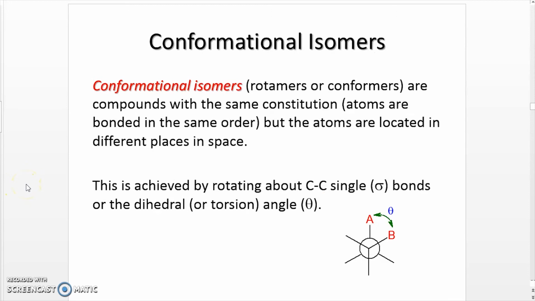Now I'd like to turn to the topic of conformational isomers. Conformers, or rotamers, are compounds with the same constitution, so the bonding of the molecule is the same, but the atoms are located in different places in space. This is because a single bond, a carbon-carbon single bond, which is a sigma bond, can actually rotate, and we can have dihedral or torsion angles.